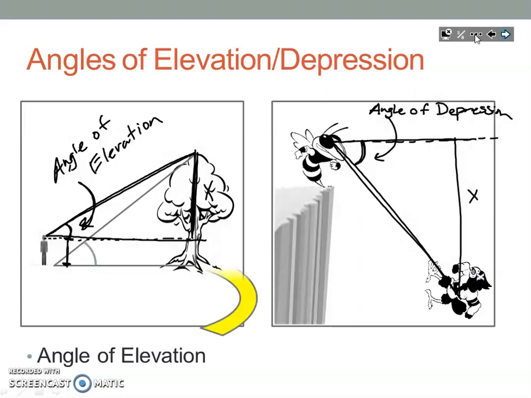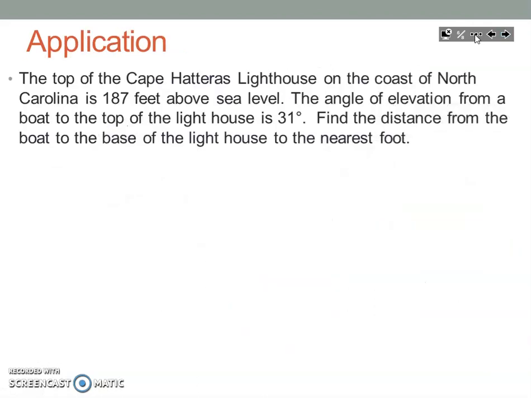Now, the biggest thing for these next two problems is you have to draw a picture. I put that on your homework assignment, but make sure that you're drawing a picture here. It says the top of Cape Hatteras Lighthouse on the coast of North Carolina is 187 feet above sea level. So that's important information, right? 187 feet above sea level. The angle of elevation from the boat to the top of the lighthouse is 81 degrees. So that means we're going to be looking up at something, right?